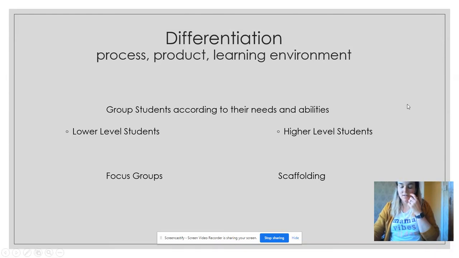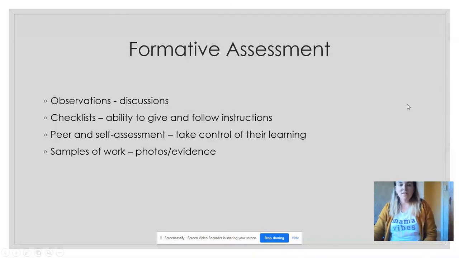Finally, to assess this activity with formative assessment. So the teacher can use observations and checklists. She can walk around, or he can walk around the room and observe what's happening, observe the discussions, and also mark checklists to see who can give and who can follow instructions, such as the participation as well. So who's actually engaged in this activity.